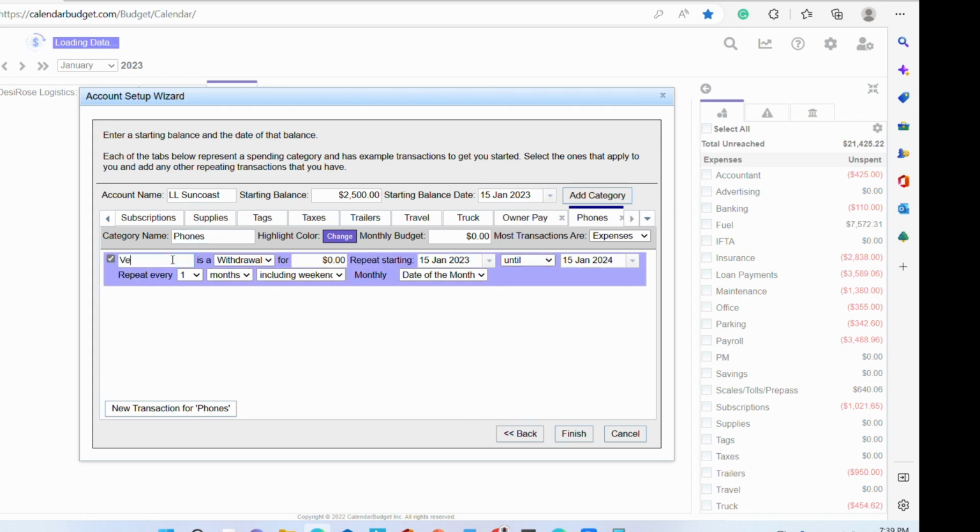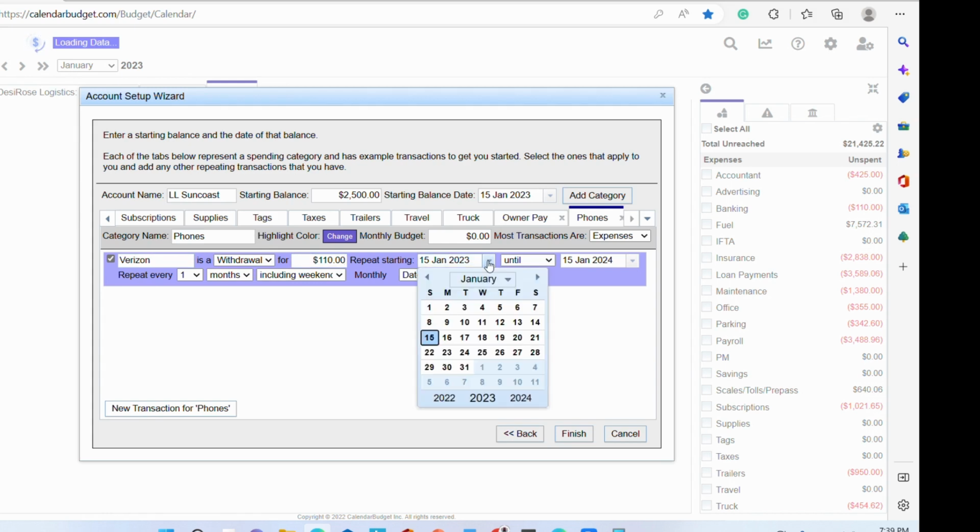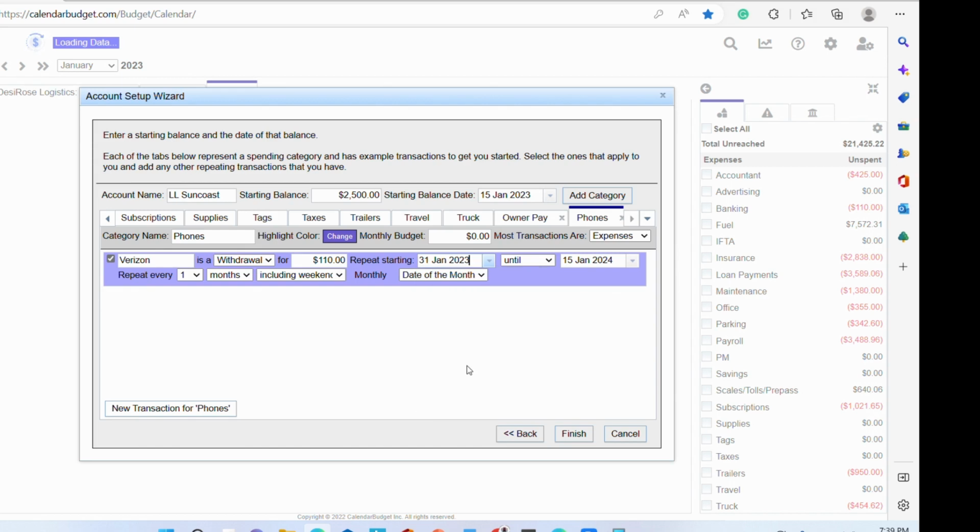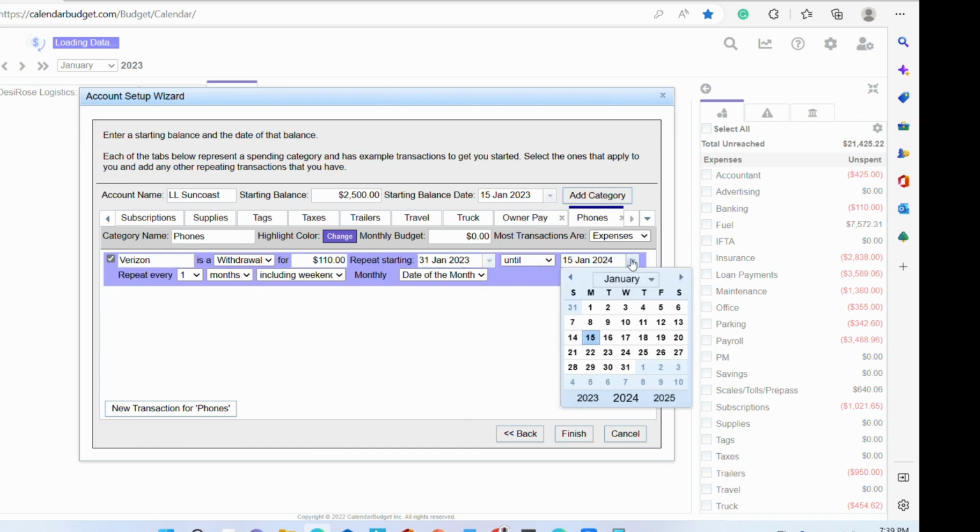I'm going to put, just so this is Verizon. Again, try to keep your phone bill low. Keep your costs as low as possible so you can have your profit as high as possible. Let's just say your phone bill is due on the 31st of the month. And we'll just do the 31st of that as well.